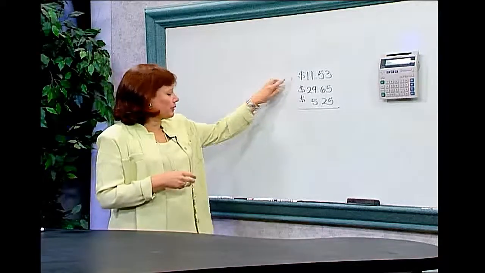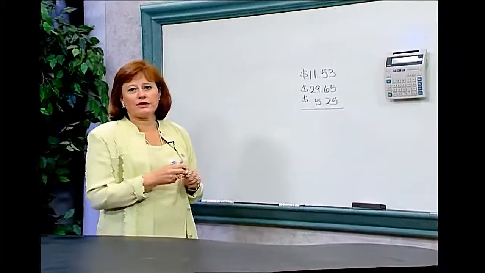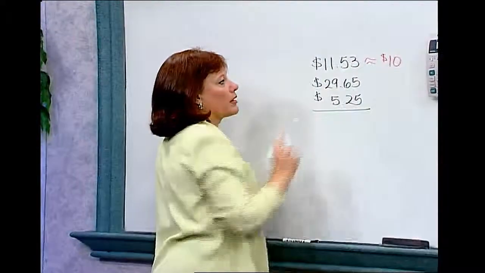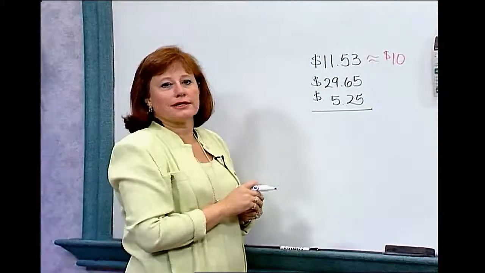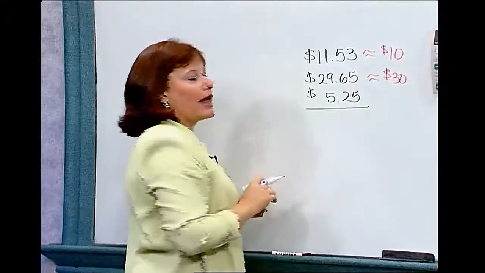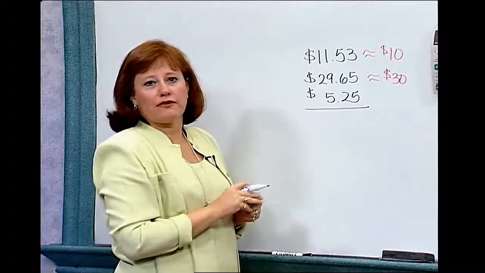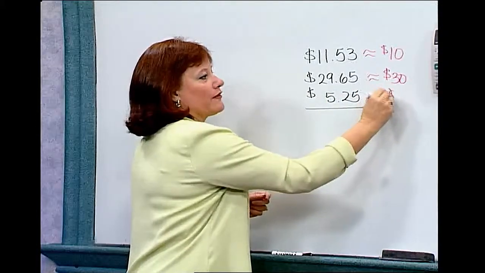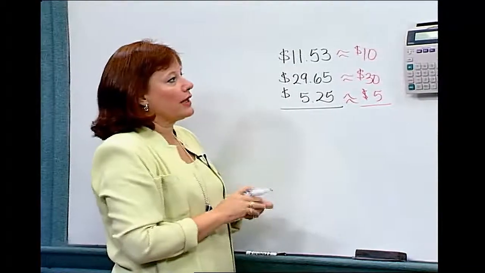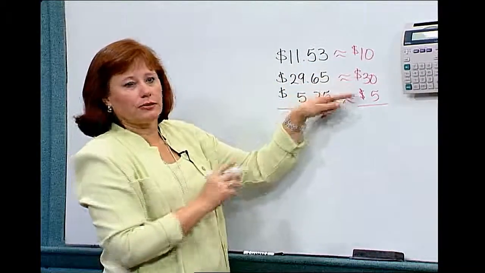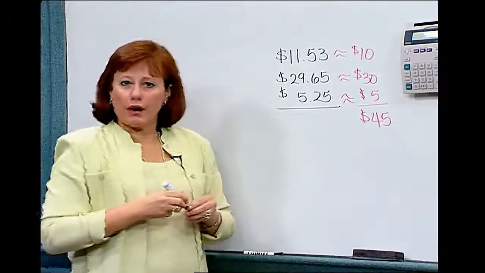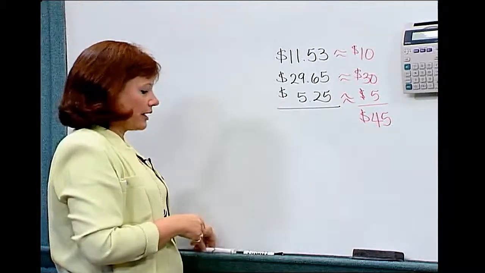When we look at our problem, we know that $11.53 rounds off to approximately $10. We know that $29.65 rounds off to approximately $30. And we know that $5.25 rounds off to approximately $5. So we would expect that our answer would be somewhere in the area of 10 plus 30 plus 5, or $45. We want our answer to fall fairly close to that range.